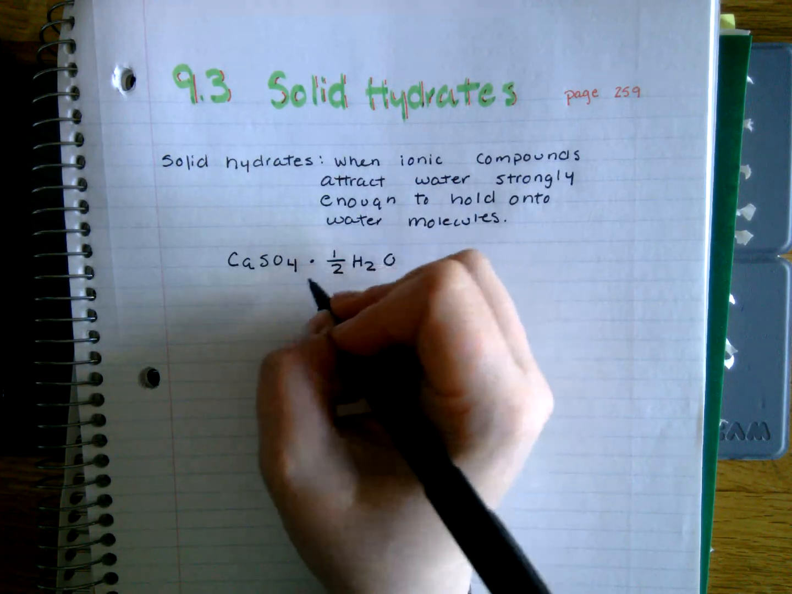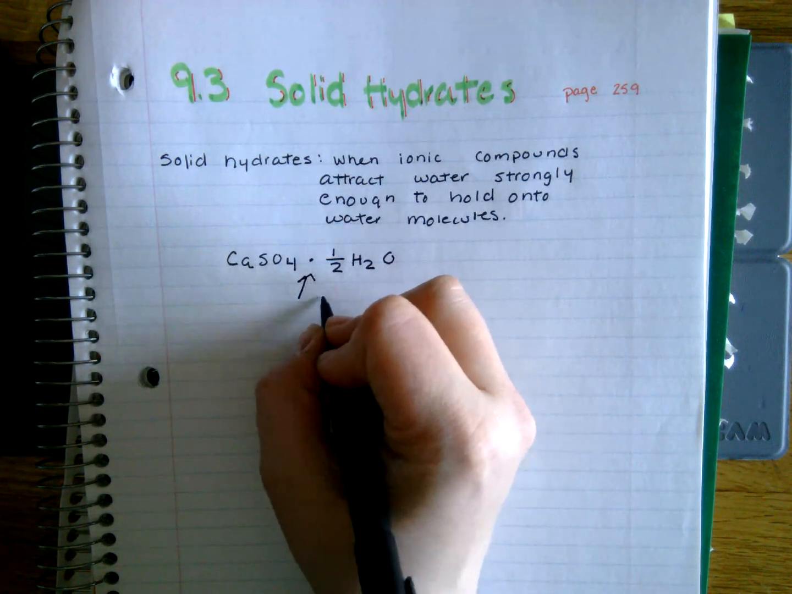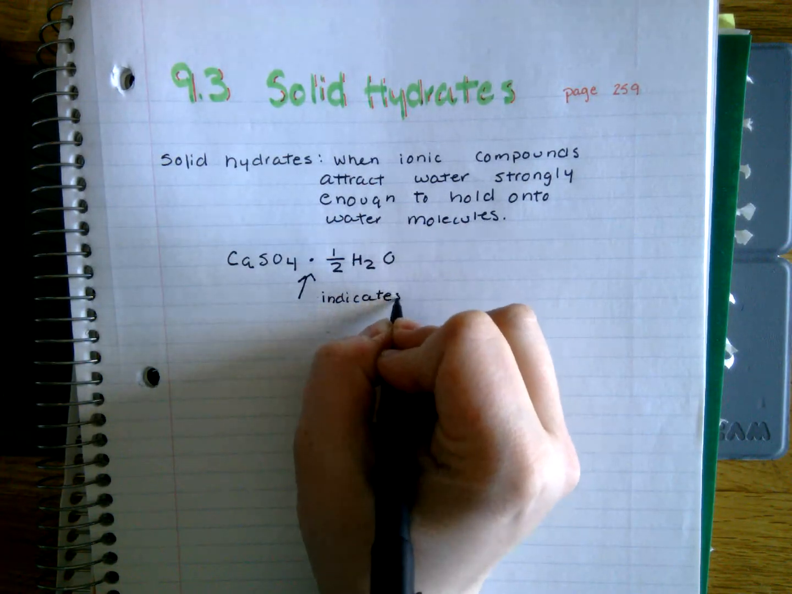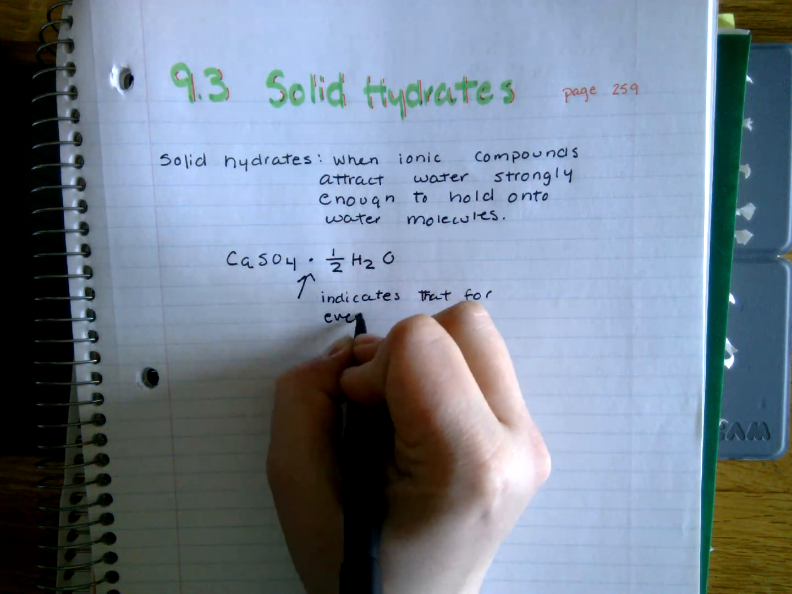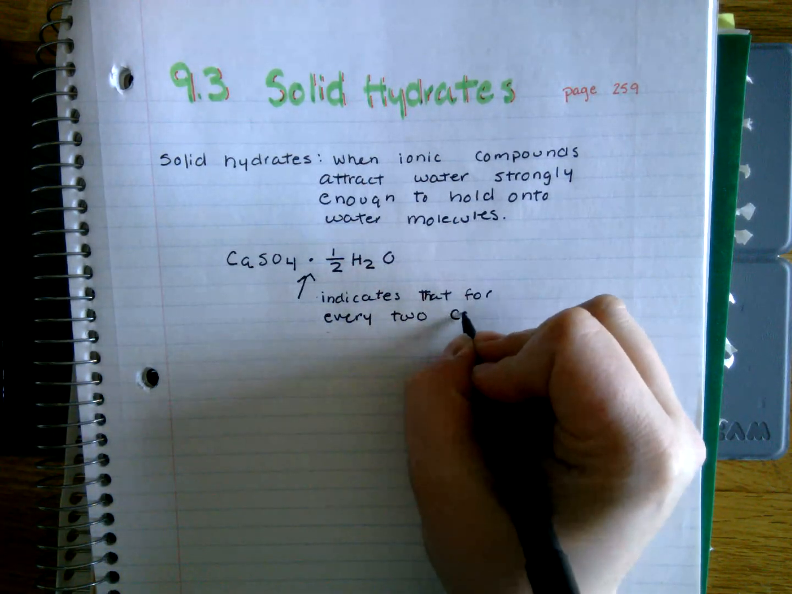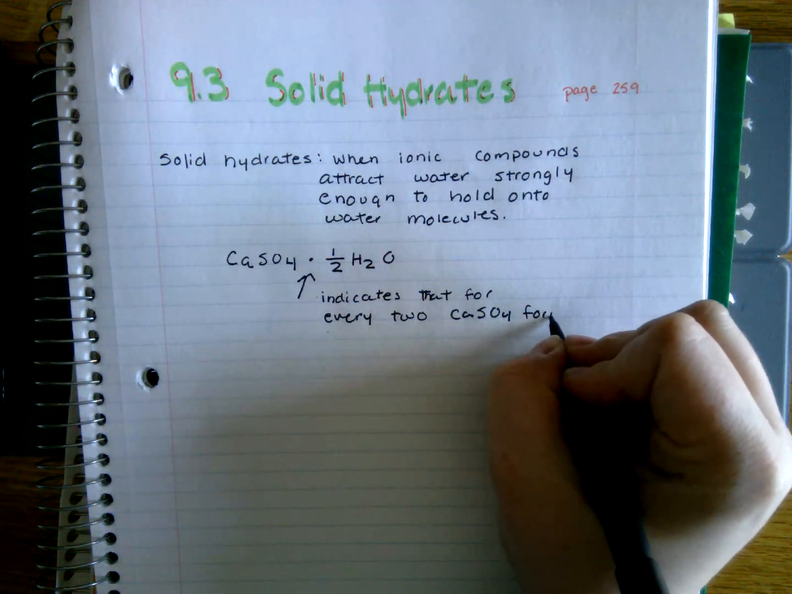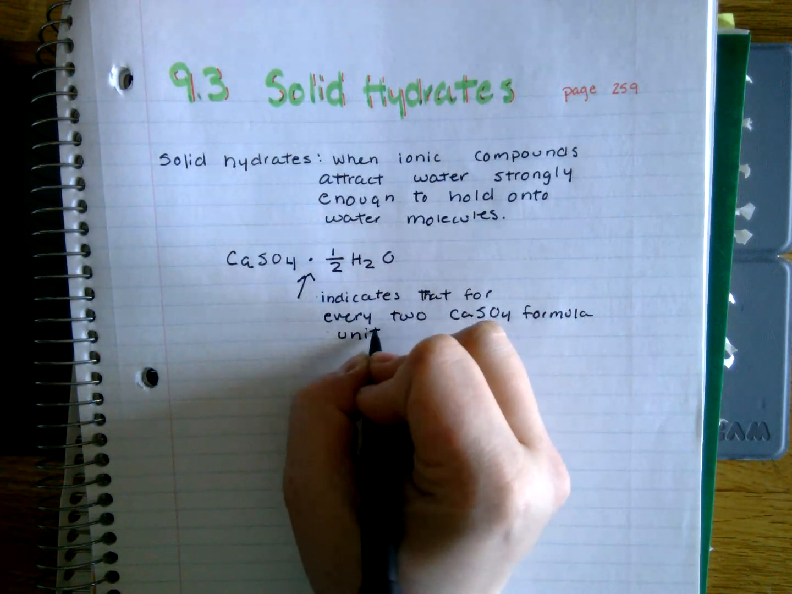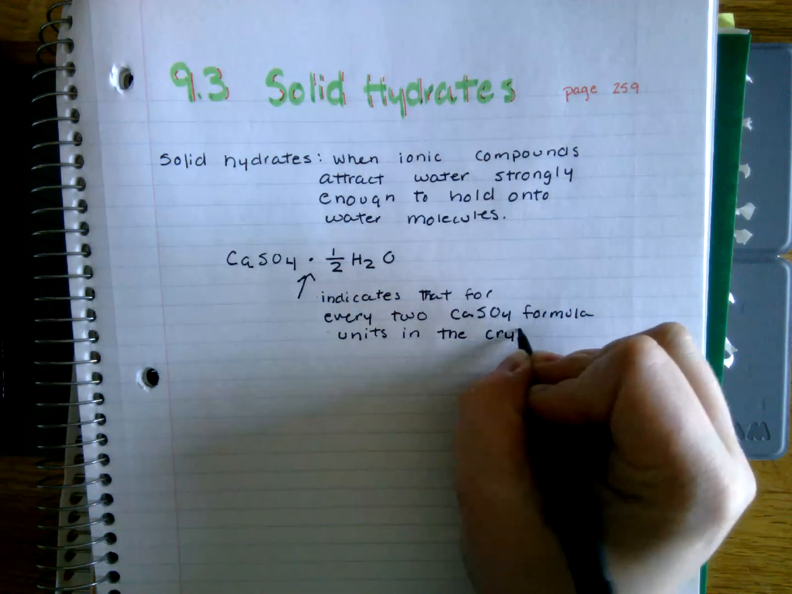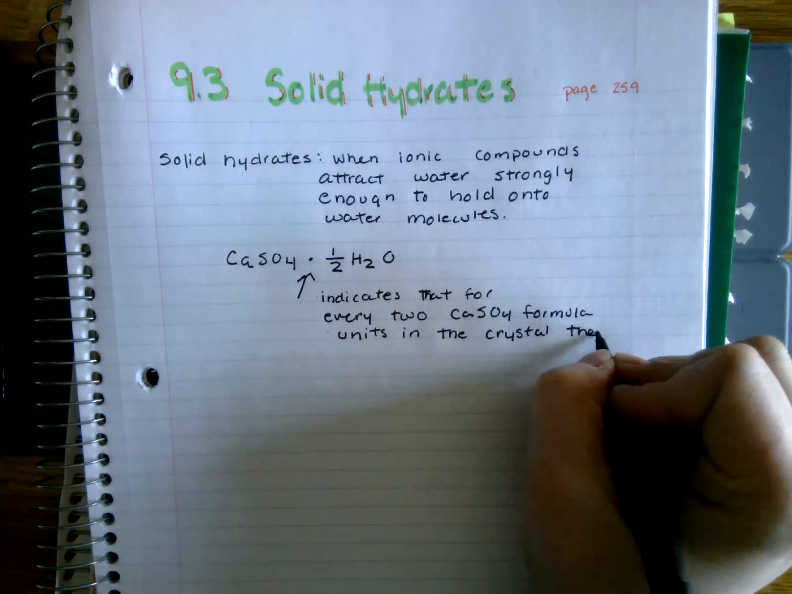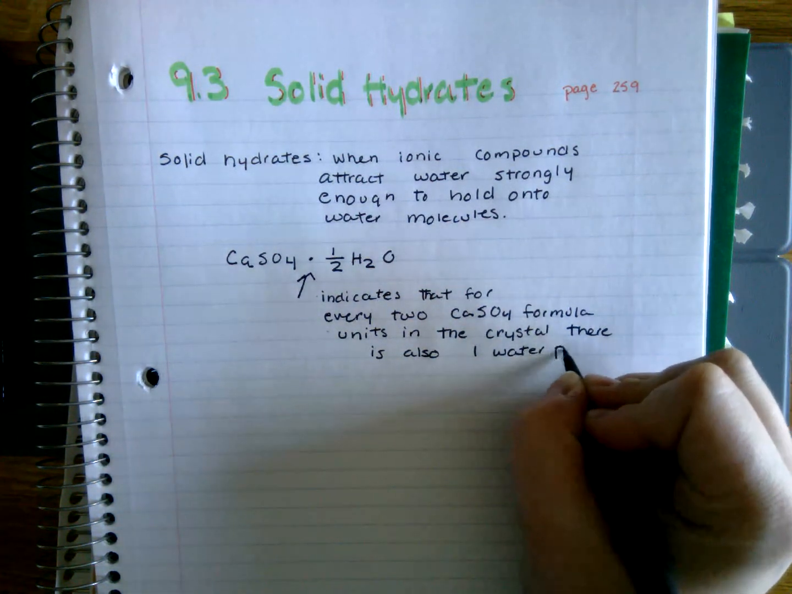So the dot here indicates that for every 2 CaSO4 formula units in the crystal, there is also 1 water present.